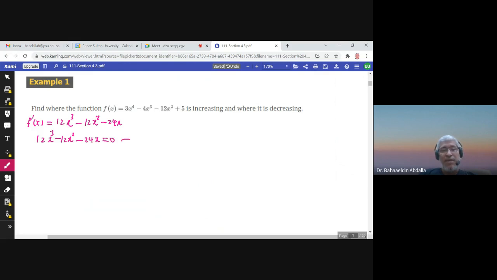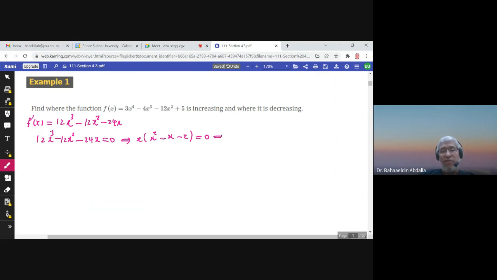Now I can divide by 12, and I can take x as a common factor. So I will have x squared minus x, because I'm taking x as a common factor, and 24 divided by 12 is 2, and x finished. Now if you multiply, you have x cubed minus x squared minus 2x. And if you multiply by 12, you go back to the original equation.